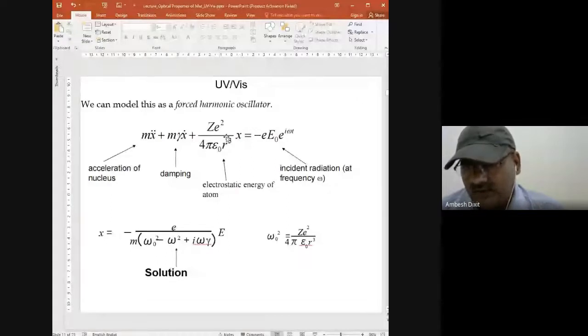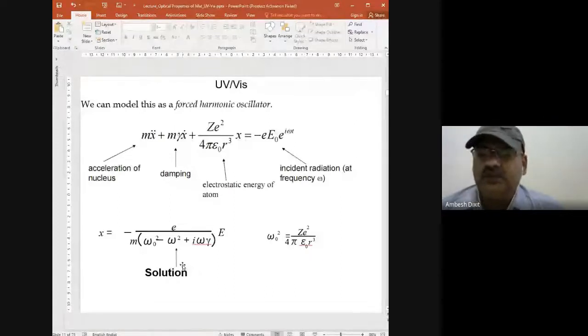So this is like m x double dot plus m gamma x dot plus omega naught square, or omega naught z square, or 2 by epsilon naught r cube times x omega square. So now this is there. So now I have a solution. The displacement is now known to me.